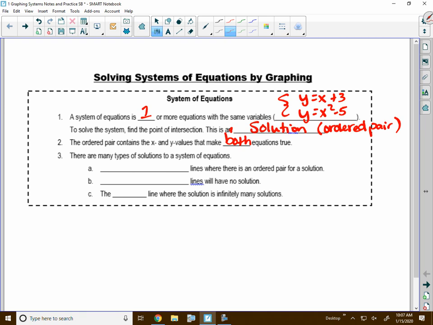There are a few different ways that we can have solutions for these systems. The first is where we have an ordered pair for a solution. We call those intersecting lines. Just normal intersecting lines, and you have a coordinate point. Now, if the lines had no solution, that would mean that they would never intersect. What type of lines never intersect? Parallel lines. So if we had a system of parallel lines, we would have no solution.